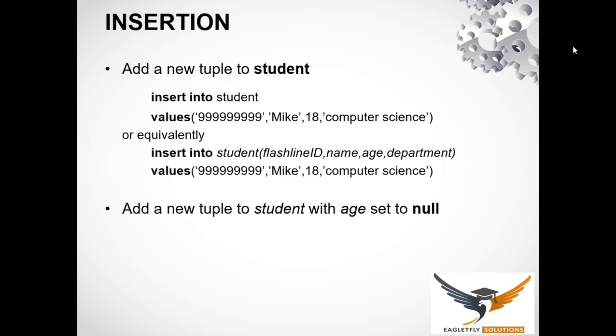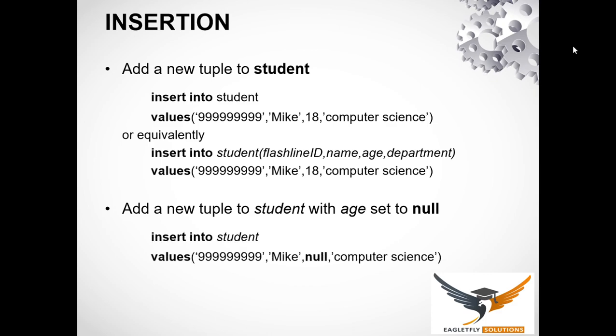Then we add a new tuple to the student with age set to null. We need to write insert into student, thereafter values, which means that in our first case we wrote the age as 18, and to set the age of a student to null we need to write null, and the age will be null for that particular student.